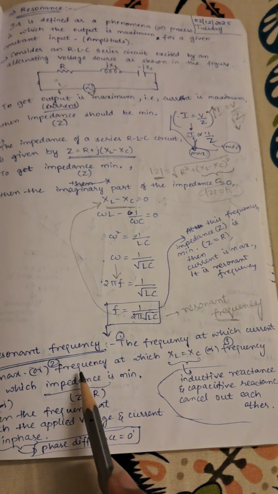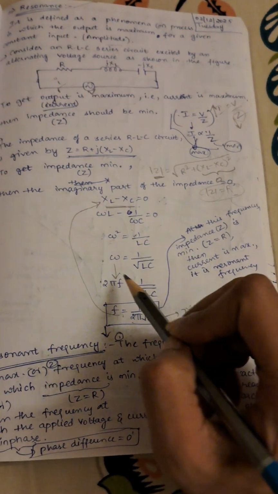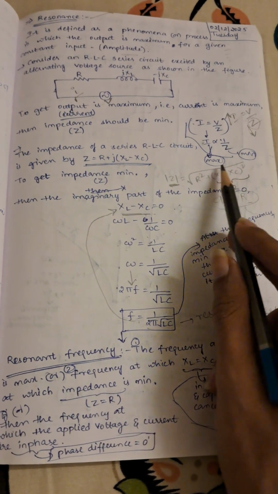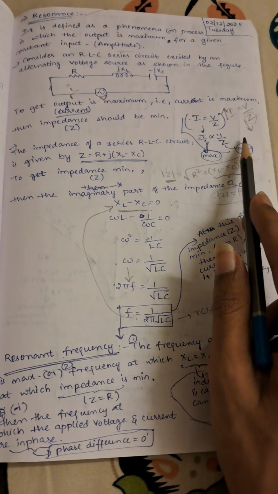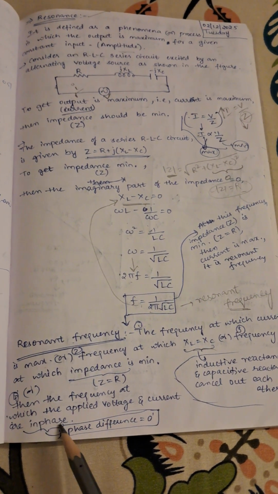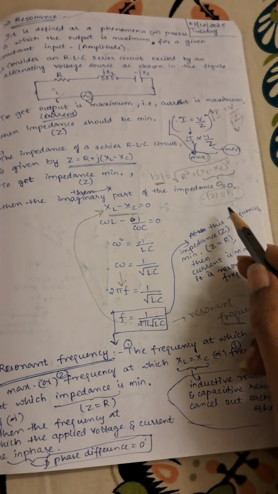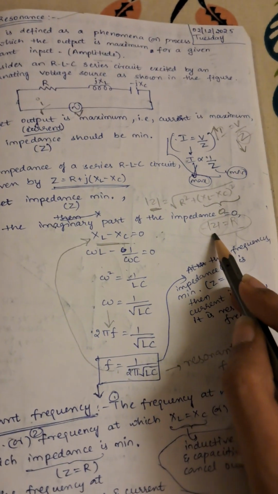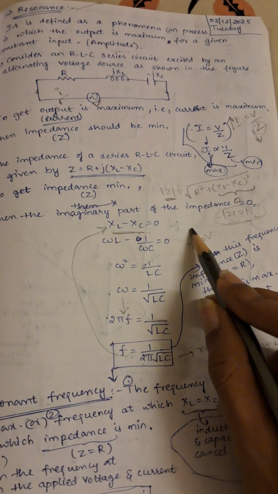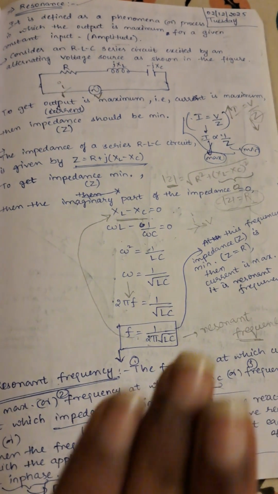Or you can also define resonant frequency as the frequency at which XL is equal to XC. At this frequency only, XL is equal to XC, right? If XL is equal to XC, then the difference will become 0, impedance will be minimum, current is maximum. Or the frequency at which the applied voltage and current are in phase. Why this definition? Here you will get Z is equal to R, right? For a resistor, the voltage and current move in the same line, meaning the phase difference is 0. So both are in phase.